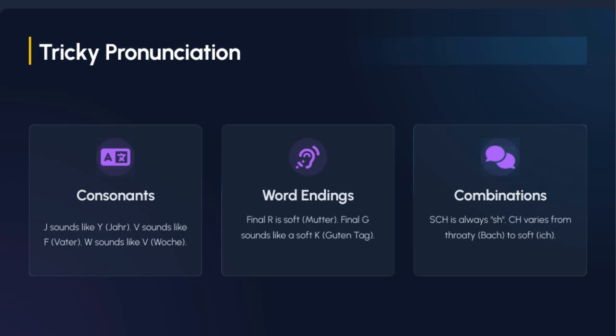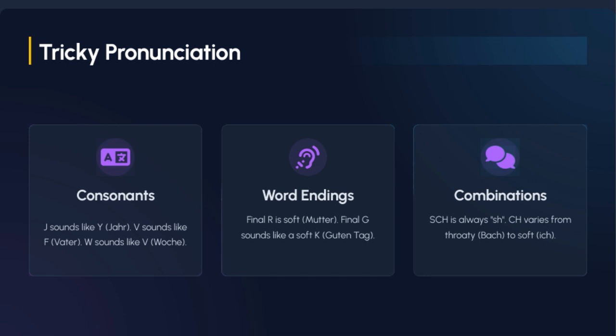Let's take a closer look at some tricky pronunciation points. First, the combination SCH is always pronounced as "sh," like in Schule. The CH sound, however, can vary quite a bit. It can be throaty, similar to the "Bach" sound, or softer, like the "ich" sound. This variation depends on the word and context.